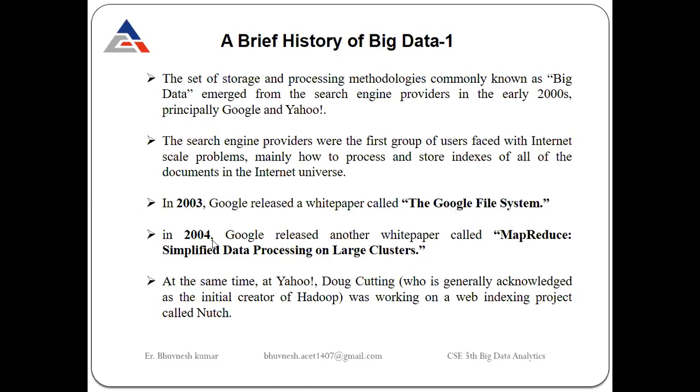And in 2004, Google released another white paper called MapReduce. Okay, the first phase was the storing of data problem, then they faced a problem of mapping of the data, and that concept is MapReduce. MapReduce is used to simplify data processing on large clusters. Large clusters means different nodes. A cluster is different servers. If I am talking about clusters, they are different nodes or different servers.